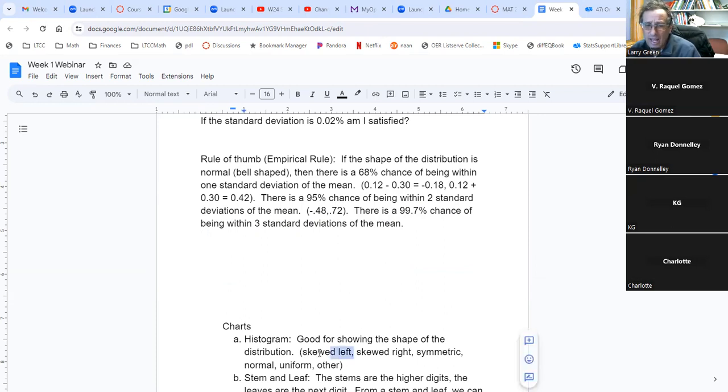Maybe it's skewed left, which means it's higher on the right than it is on the left. So kind of a tail on the left. Or skewed right, which is the opposite. That means it's kind of high on the left and then it tails off on the right. Okay. It could be symmetric. Normal curves are symmetric, by the way, but there's more to them than just being symmetric. Or it could be uniform.